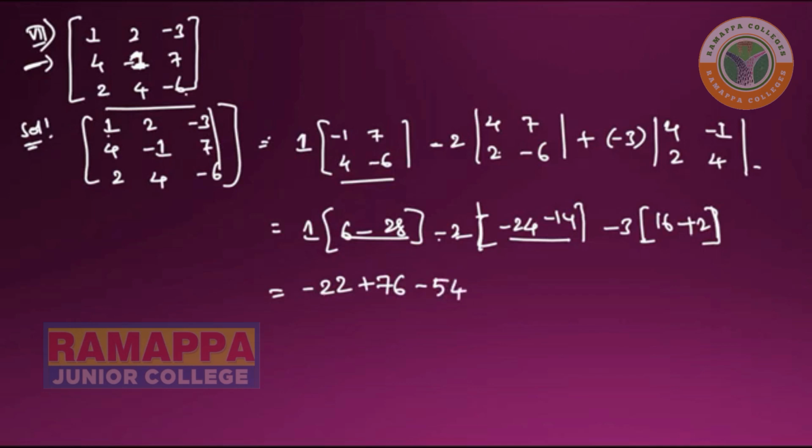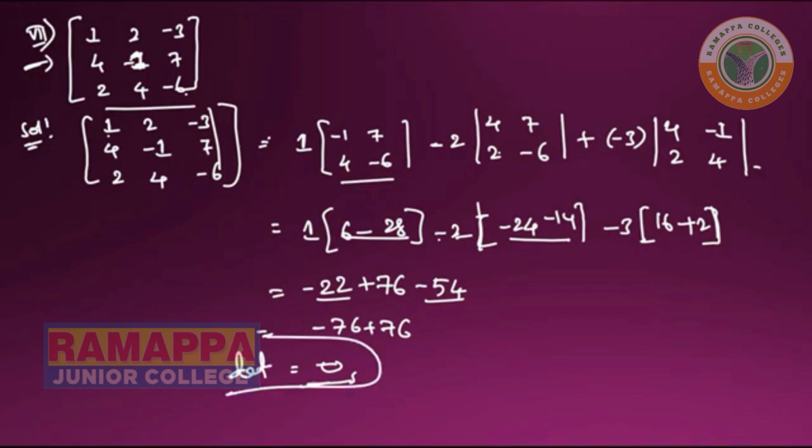Again this will come here. So this minus 2, how much will come here? What we can say, minus 76 plus 76 is equal to 0. So the determinant is how much? 0 for this given question. Now moving to the eighth one.